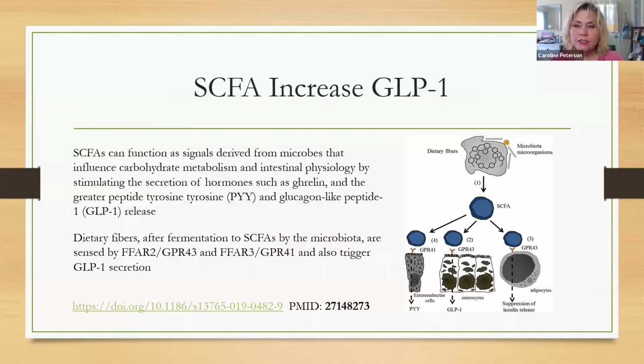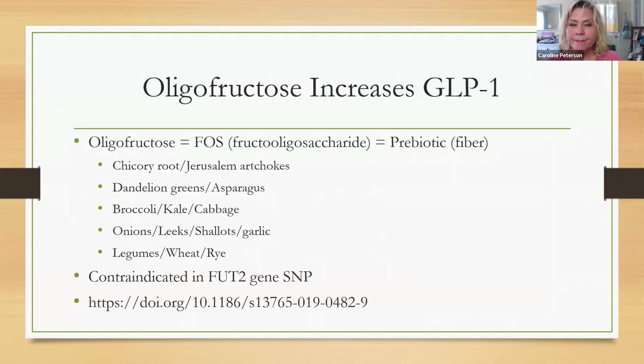So the short-chain fatty acids increase GLP-1 production. And these are fibers that are fermentable and keep the gut sealed and healthy. Oligofructose also increases GLP-1 production. This is a prebiotic fiber that includes things like dandelion greens and asparagus, broccoli, kale, cabbage, onions, garlic, legumes, wheat. So these are good for increasing GLP-1, but if you have a FUT2 gene SNP, you want to avoid these because these generally don't work for you very well.